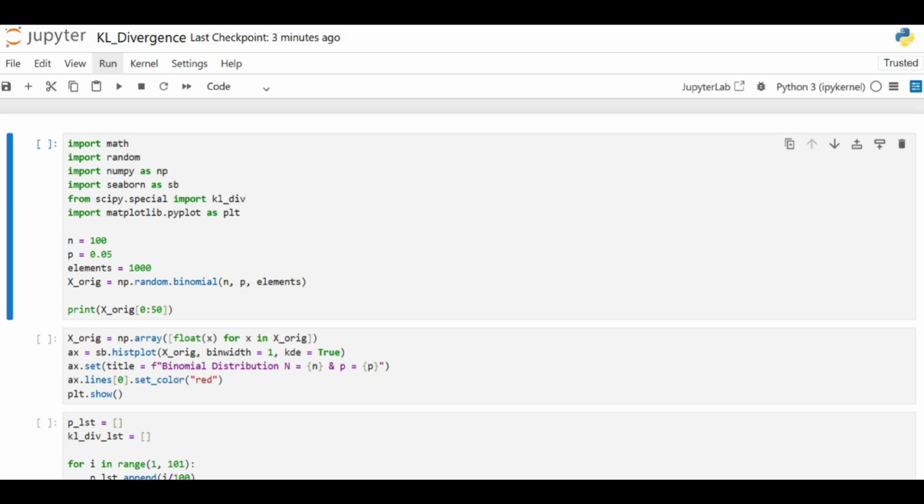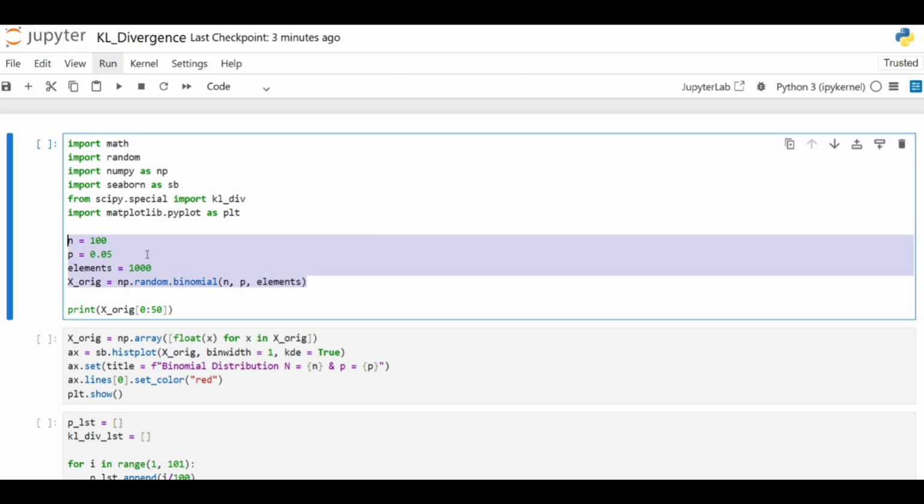Coming to the practical side of things, what we are going to do here is approximate a binomial probability distribution with another distribution using the KL divergence statistic. So to establish the binomial distribution first, we are going to run this part of the code. Now to visualize this binomial distribution, think about a situation where you are doing a repeated coin toss.